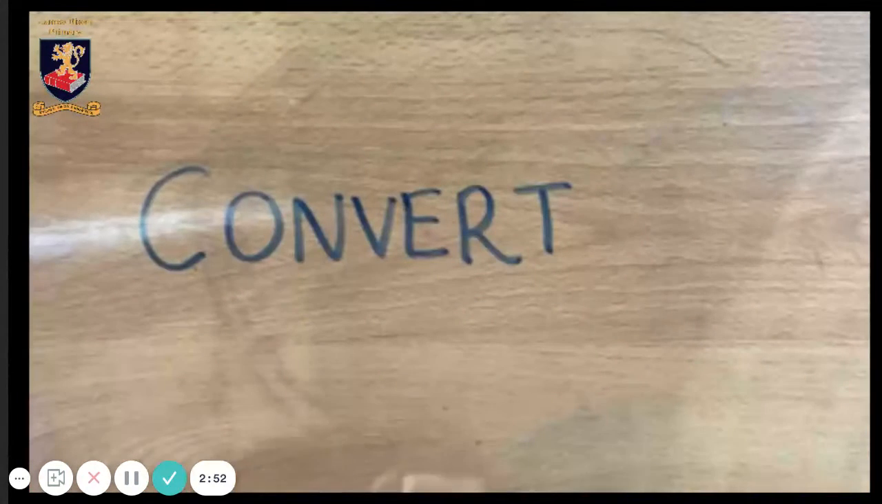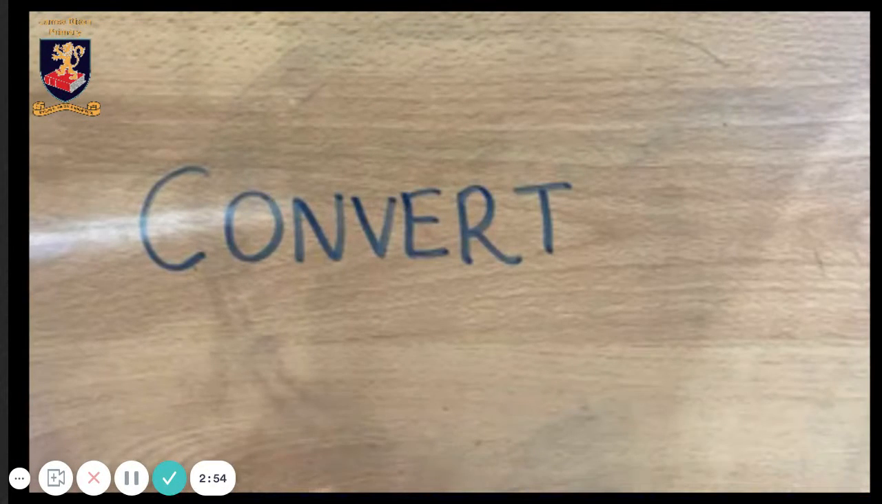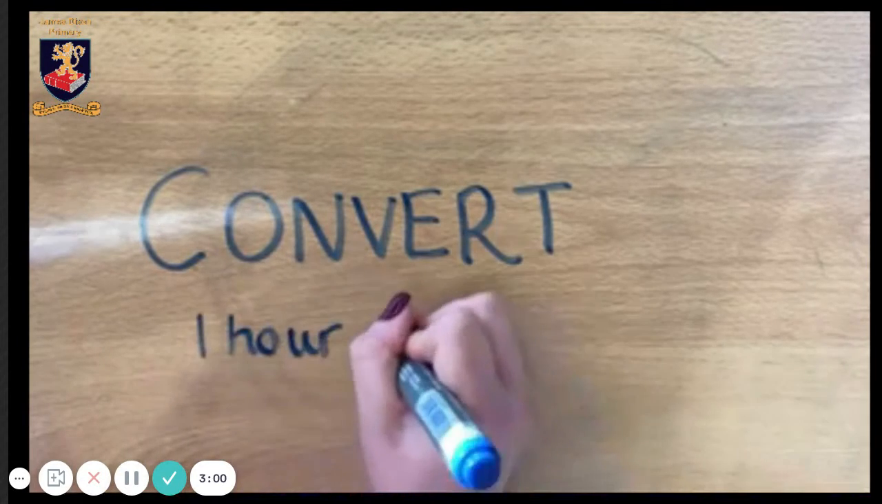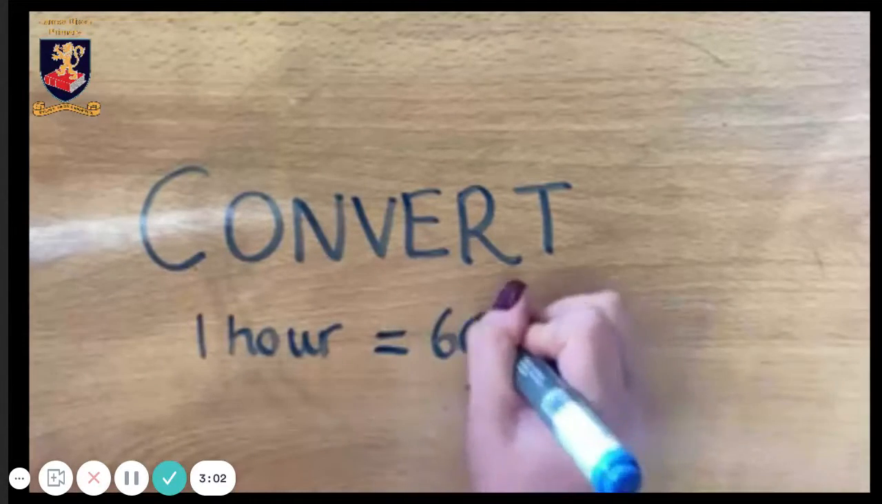We are going to be converting hours into minutes and minutes into hours. For example, 1 hour is equal to 60 minutes.